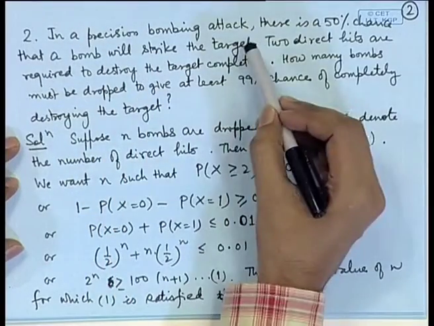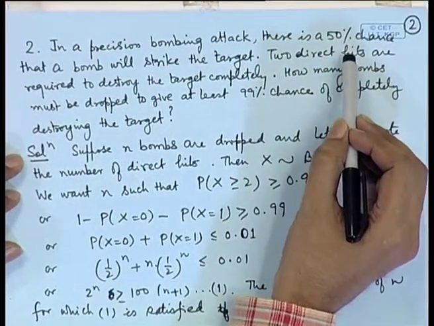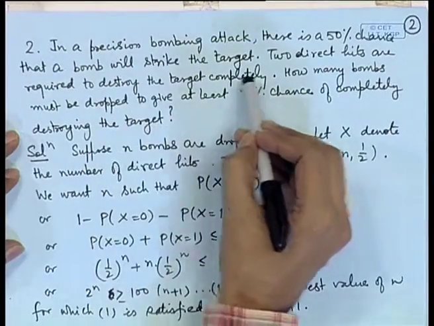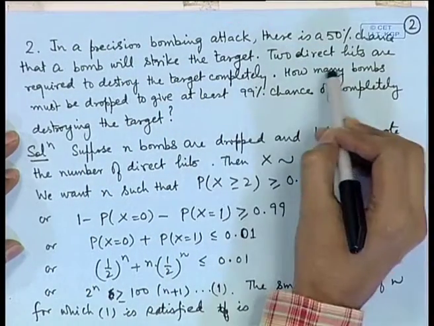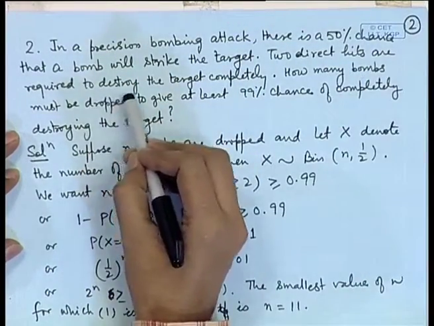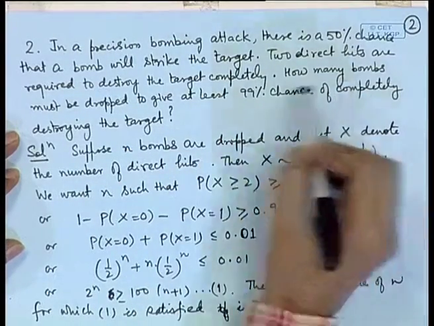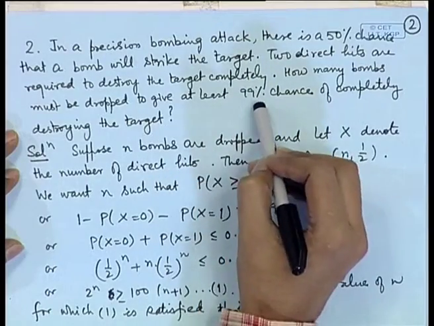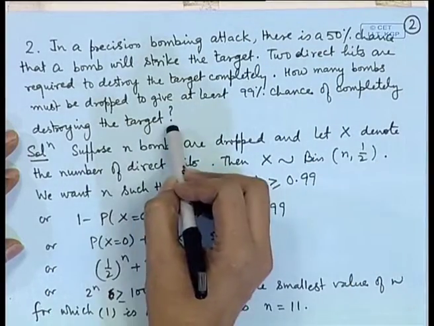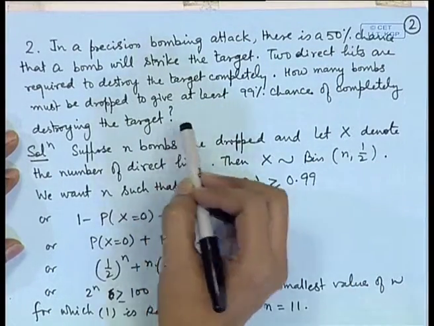Let us look at another application. In a precision bombing attack, there is a 50% chance that a bomb will strike the target. 2 direct hits are required to destroy the target completely. How many bombs must be dropped to give at least 99% chance of completely destroying the target?